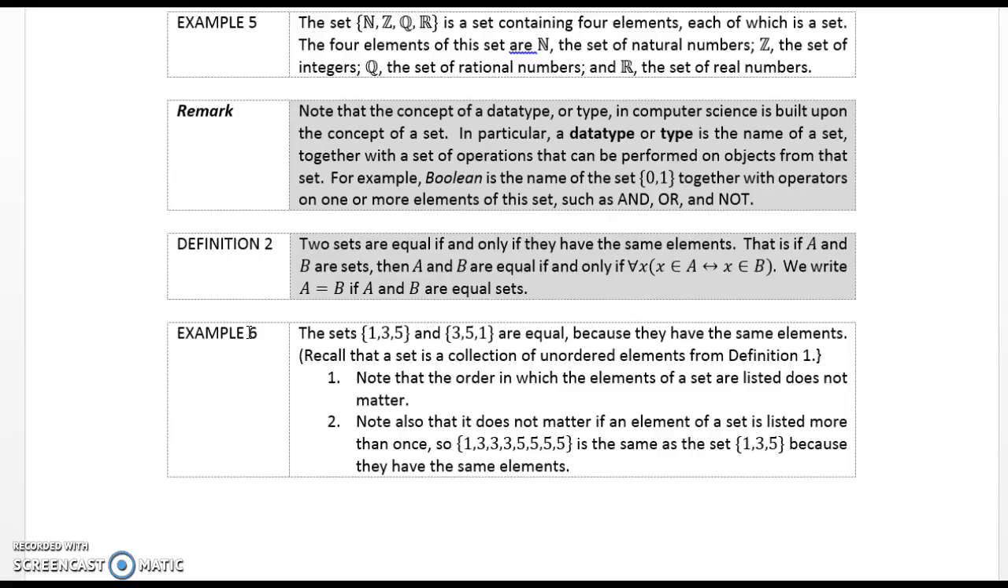Definition 2. Two sets are equal if and only if they have the same elements. That is, let A and B be sets. Then A and B are equal if and only if, for all x, x is an element of A if and only if x is an element of B. We write A = B if A and B are equal sets.